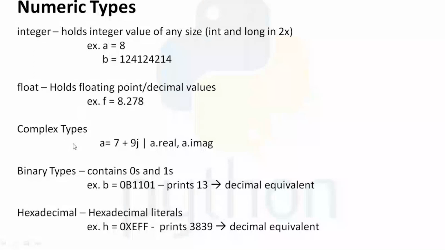And then complex types. As I said, we have complex numbers, right? Where we have a real and an imaginary part. This is real and this is imaginary, right? In complex numbers. We should have come across this in our high school.